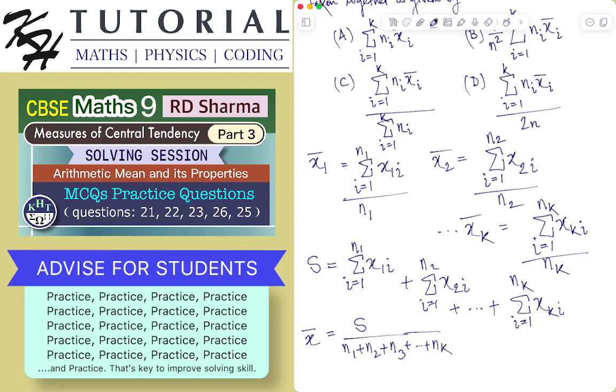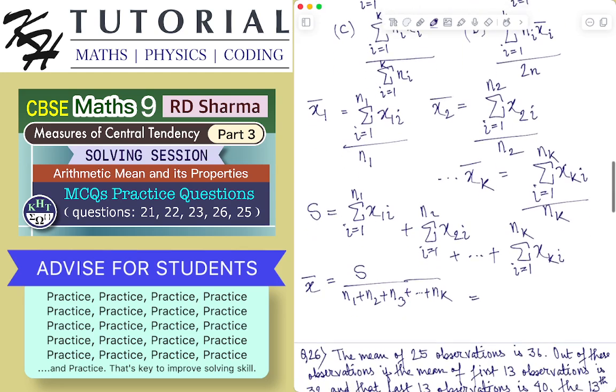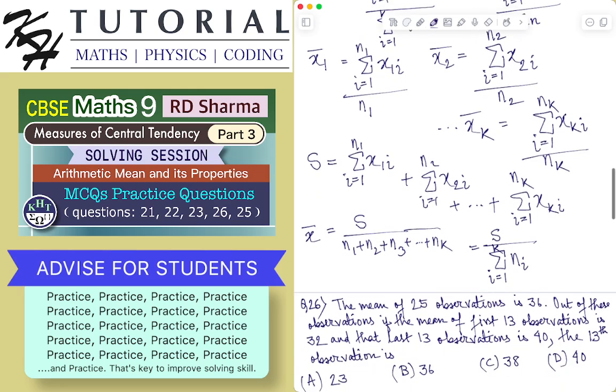Okay, so this is equal to s by, I can say, n1 plus n2 plus n3 plus nk. This I can write by sigma notation. This is summation of ni, where i is ranging from 1 to k. Now what is s? What will be s?